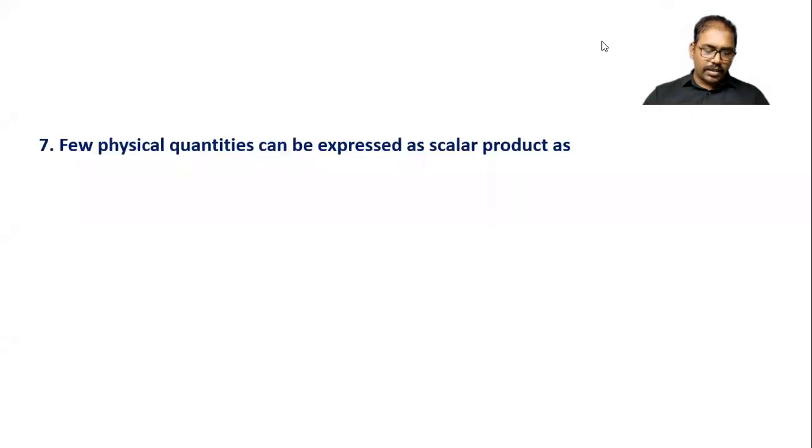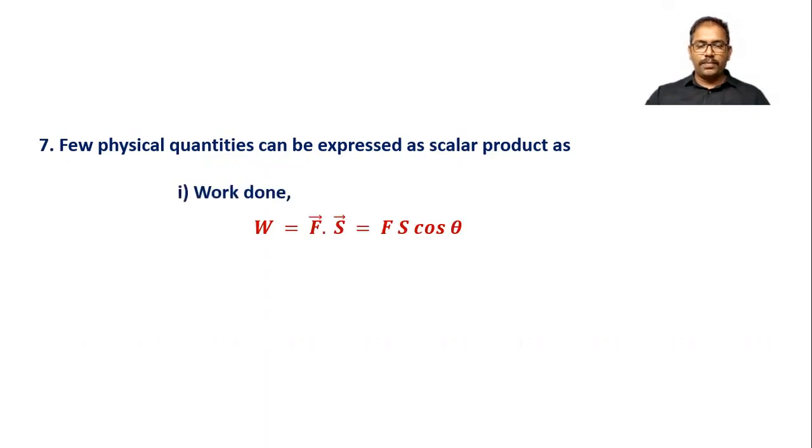Now, characteristic number 7. A few physical quantities can be expressed as a scalar product. The first quantity we can discuss is the work done. So the work done formula, you can see, is F bar dot S bar. F bar is a vector, S bar is a vector, but work done is a scalar, because after the scalar multiplication of vectors, we get a scalar quantity. So this is a scalar product. We can write F bar dot S bar is equal to Fs cos theta.